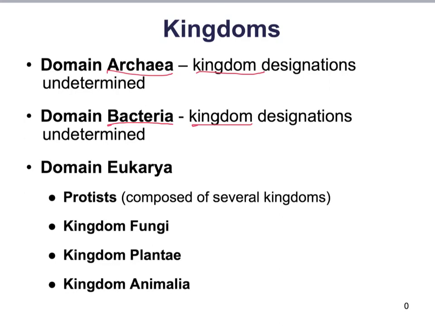Now with Eukarya, we're a bit better at our kingdoms. We have fungi, Plantae, and Animalae, but we also have protists that are actually composed of several different kingdoms. But we group them together here so that you can see some of the common similarities between those protists.